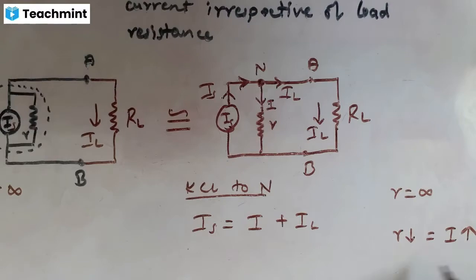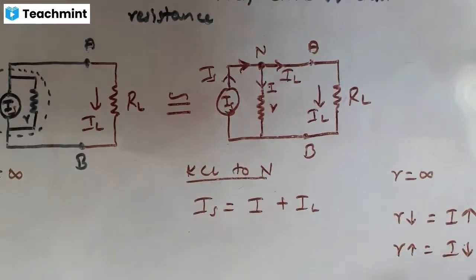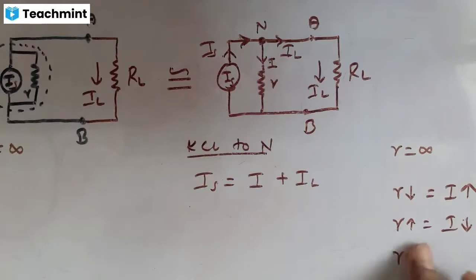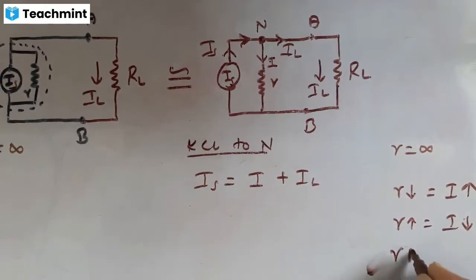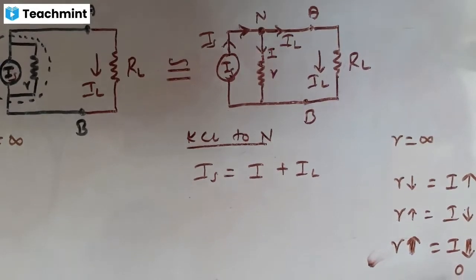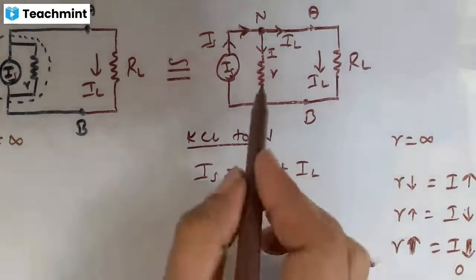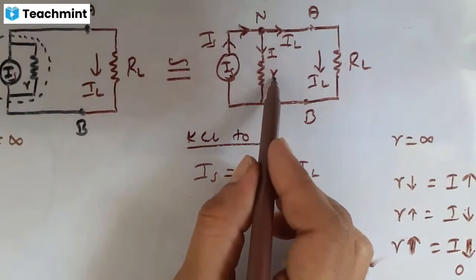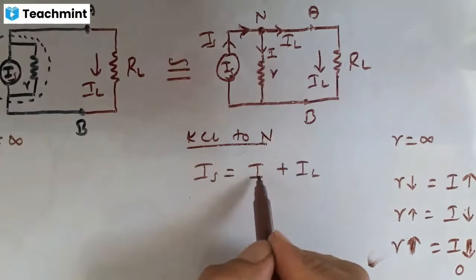If you take an iron rod, the resistance is a little bit high, so the flow of current is less in the iron rod. Take an example of air. Air has a very high resistance, so current flow is very less, almost equal to zero. So if resistance is infinite, then I will be zero here.